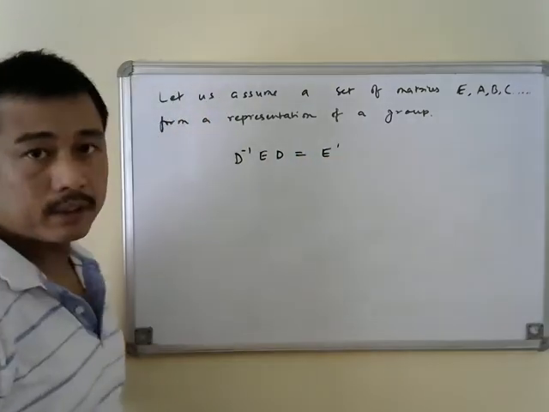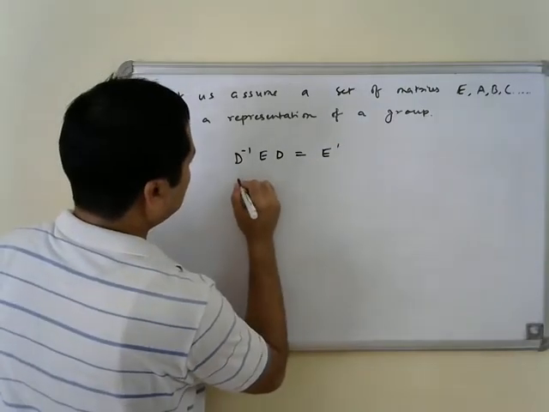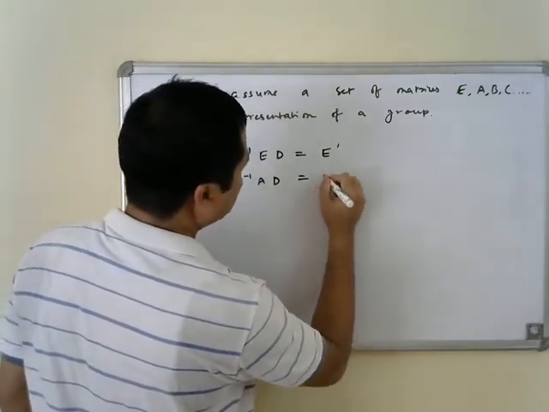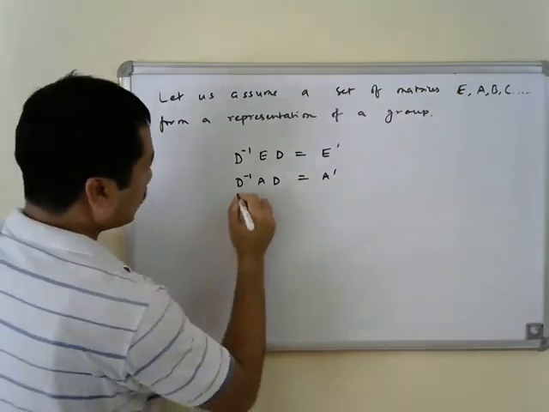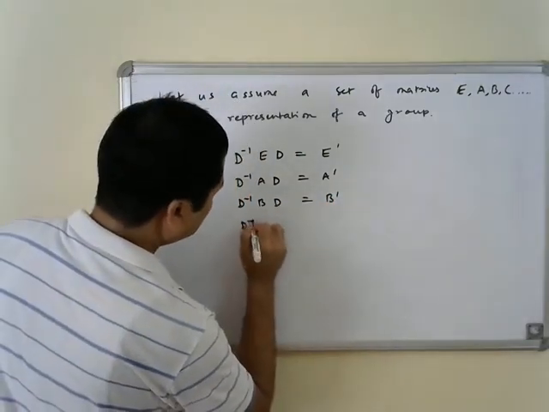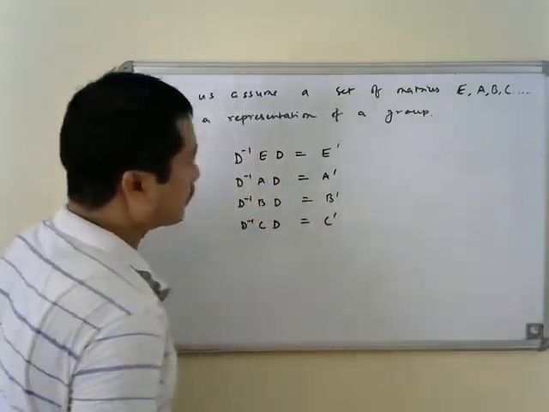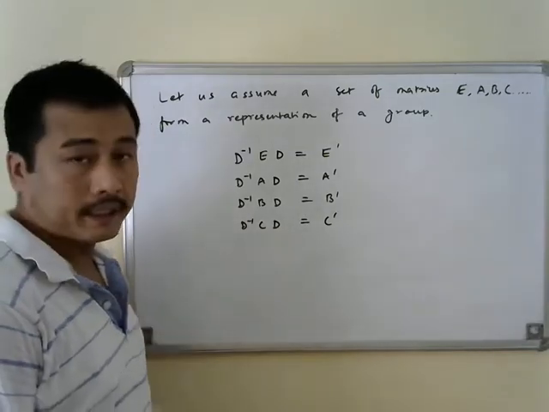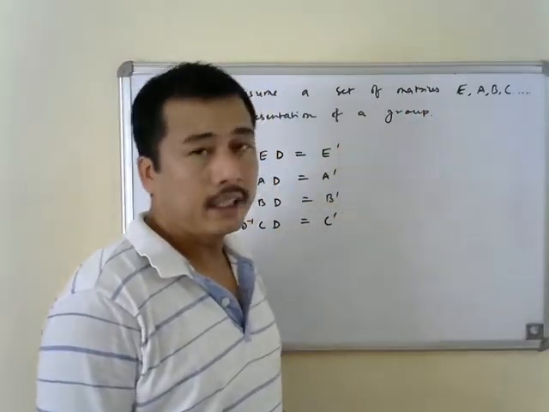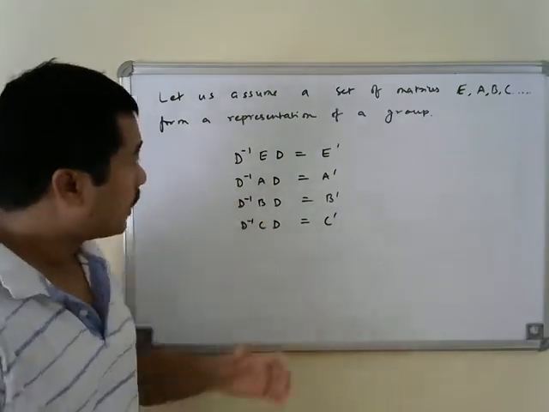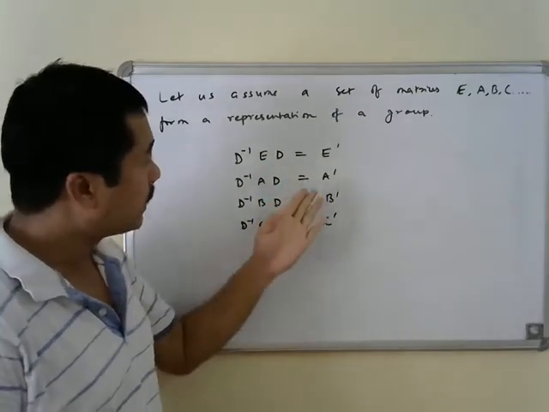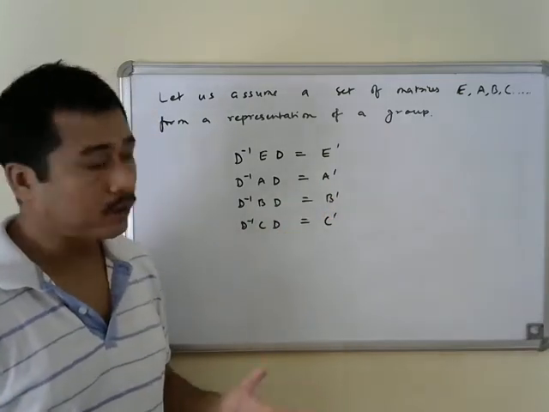So then we are going to produce a new set of matrices, that is E prime here, and when we do similarity transformation on A by again D, we produce another matrix A prime, B prime here, and similarly we also produce C prime when we do similarity transformation on the matrix C. Now what we can prove is that apart from this set of matrices, E, A, B, C, which form a representation of this group, the matrices formed upon similarity transformation on the original set, that is E dash, A dash, B dash, C dash, also form a representation of the same group.